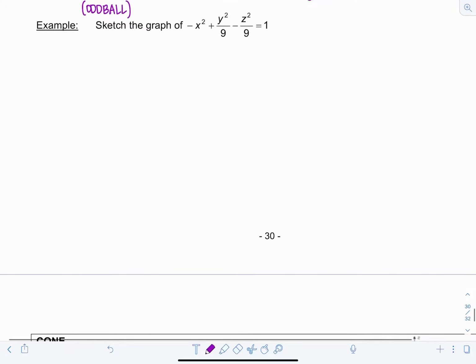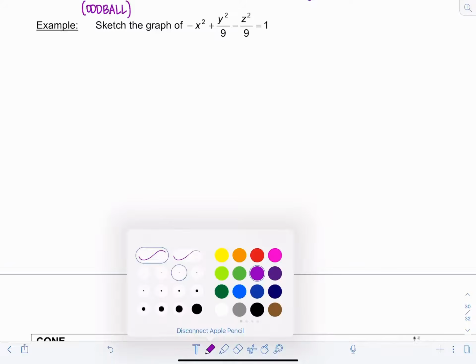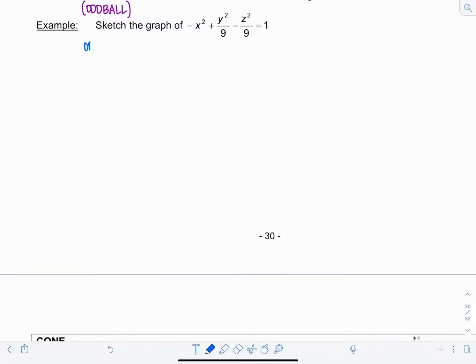Okay, so now let's look at an example. How to sketch this one isn't so tricky. So sketch the graph of negative x squared plus y squared over 9 minus z squared over 9 equals 1. So right away I can tell, all right, this one's going to be opening up along the y-axis. How do I know that? Because that's the only positive term. Okay, so let's get all of our traces here. So if x is equal to 0, I'm going to have y squared over 9 minus z squared over 9 equals 1. So that's a hyperbola.